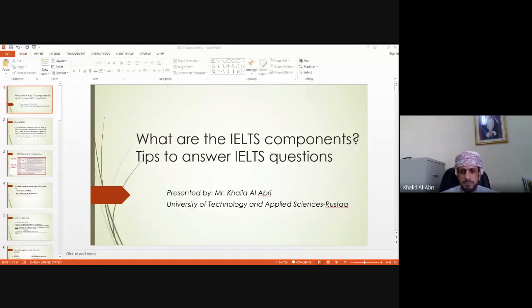When you see the text, the candidates might be shocked about how to answer these questions and how to read this text. However, with some techniques, some strategies, the candidate might be able to answer those questions. So let's see what we have got here.